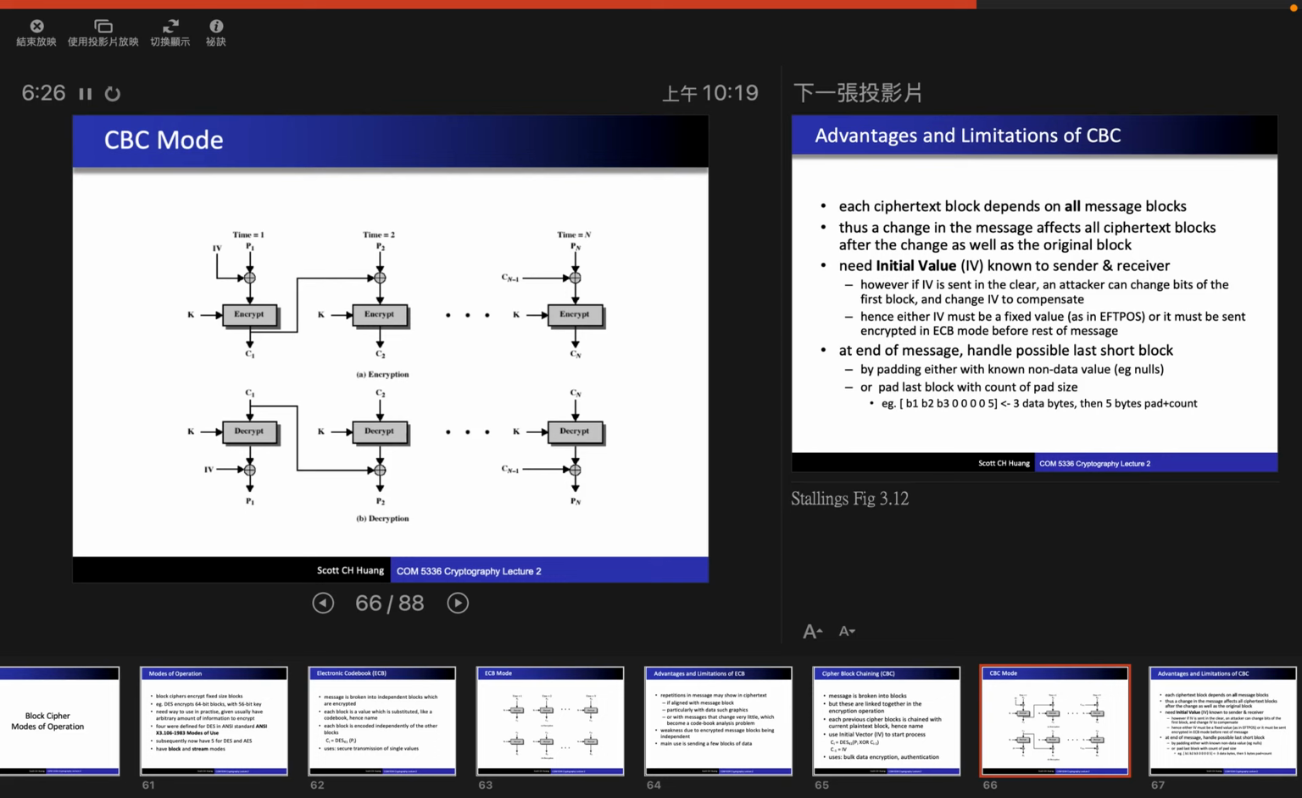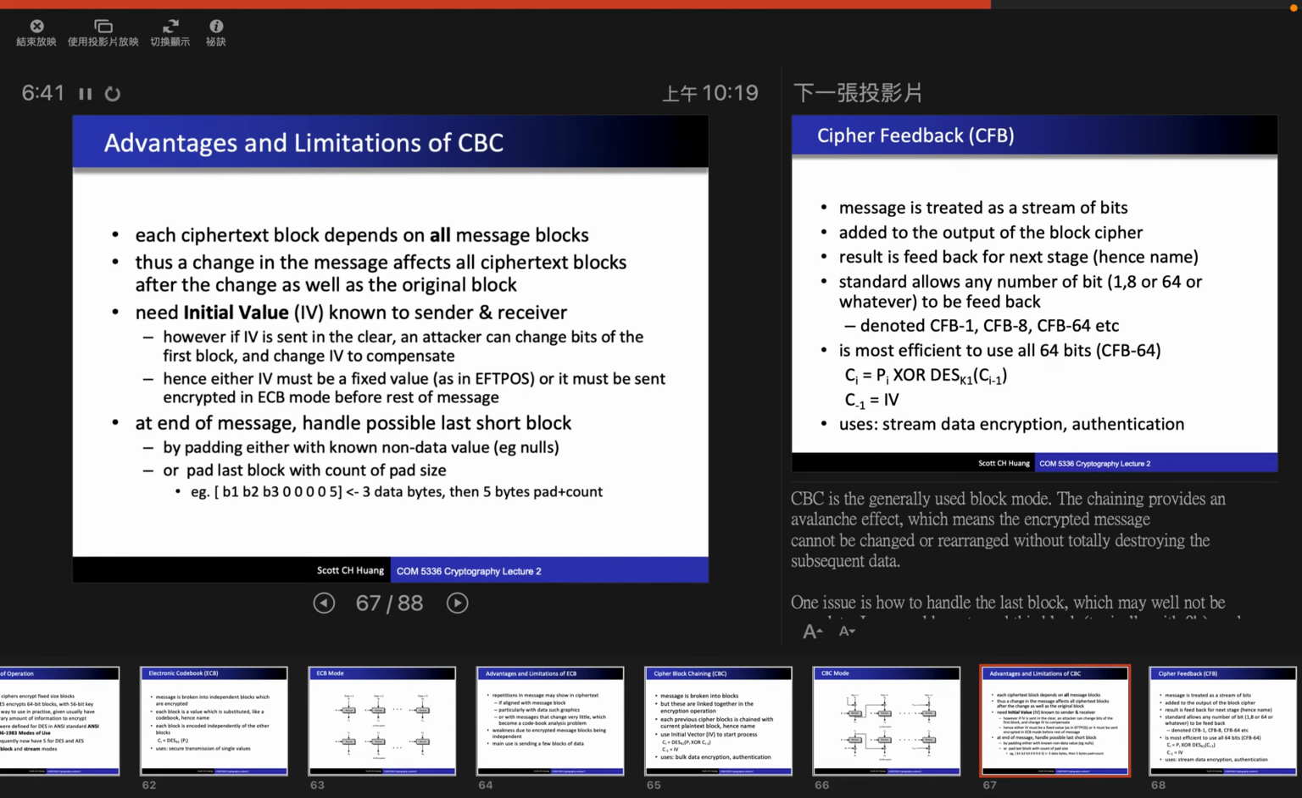And the decryption is just the opposite. No big deal. You take the C1, recalculate, and then you do the XOR. This is called cipher block chaining. Okay, let's take a look. Each ciphertext block depends on all message blocks that appear before it.